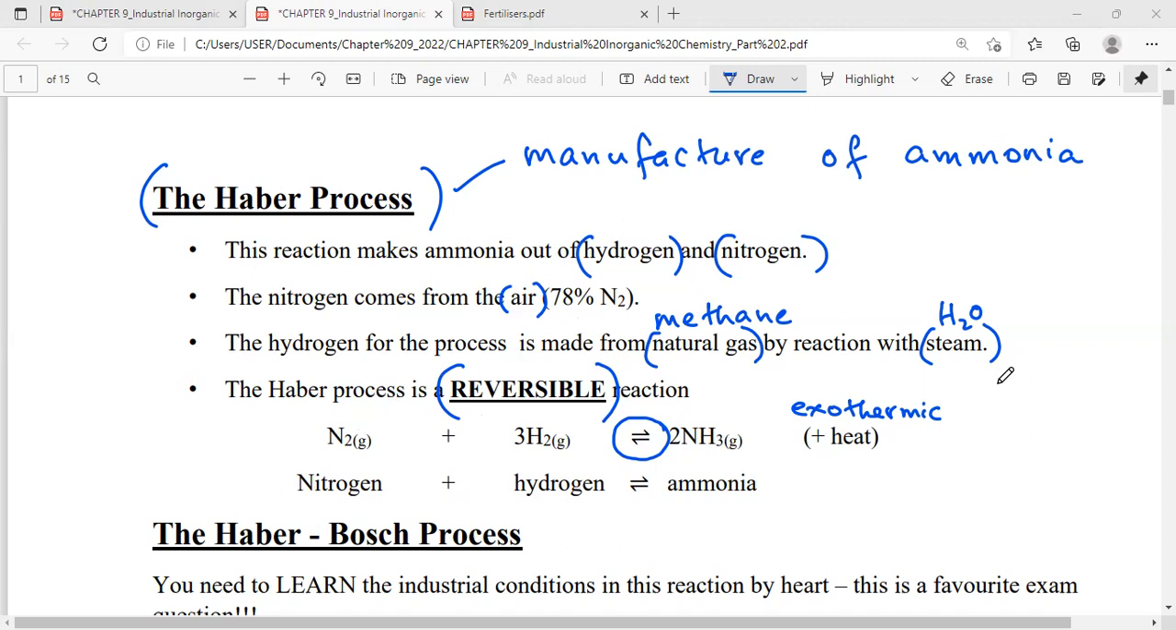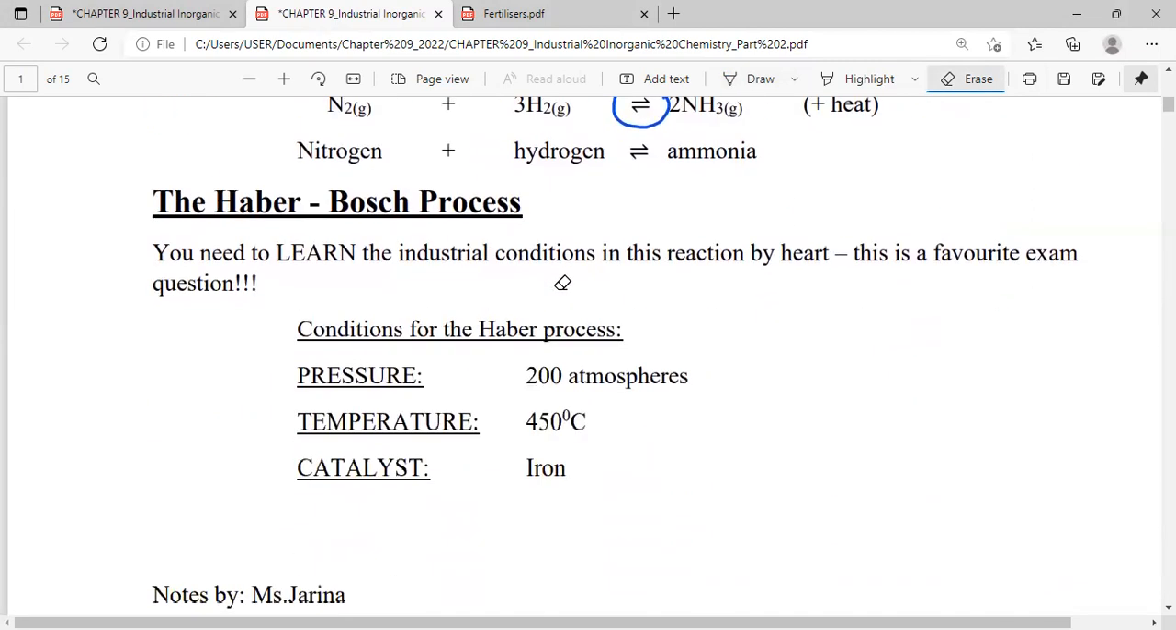It goes forward and backwards. The reactants will form the product and the products can also form the reactants back. Okay, and how do you know the reaction is reversible? By this double arrow. Normal reactions only have one full arrow, so you have two half arrows here. That's the sign for a reversible reaction. All right, so now let's move to the Haber process.